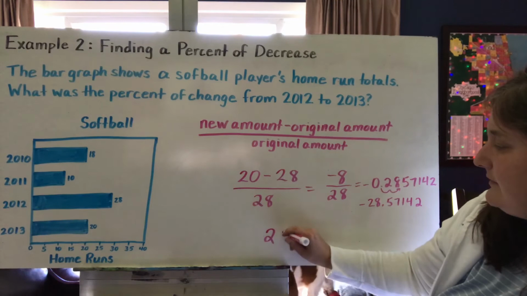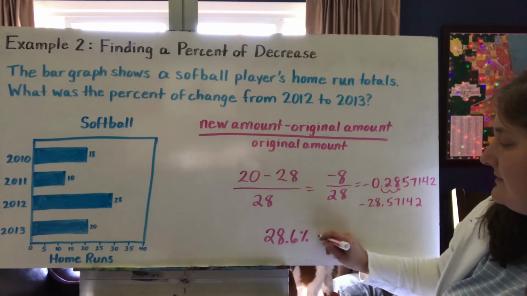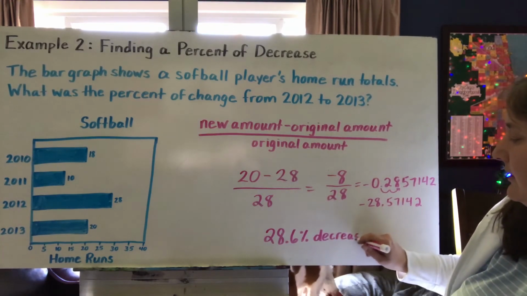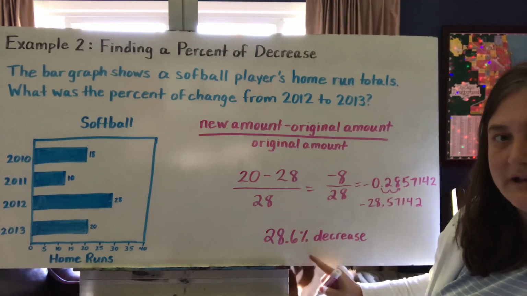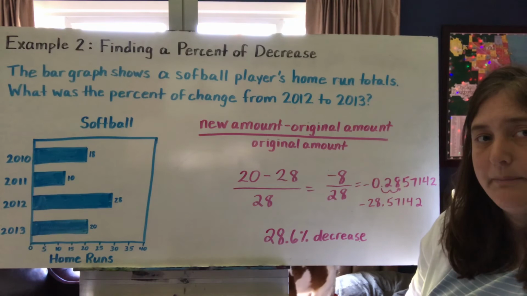So it's about a 28.6% decrease. And I know it's a decrease because the answer was negative. So the amount of home runs she hit decreased by about 28.6% between 2012 and 2013.